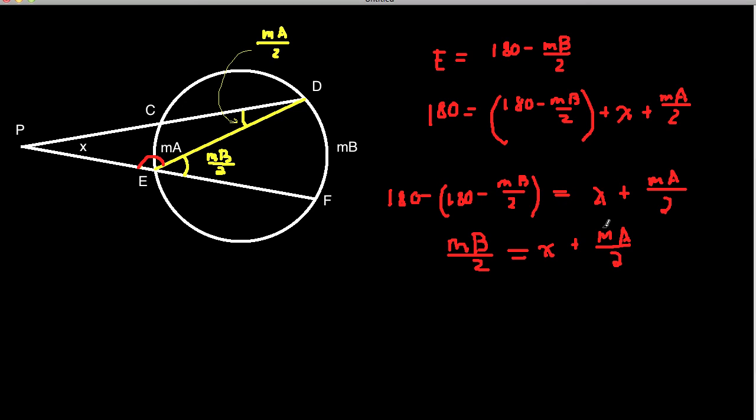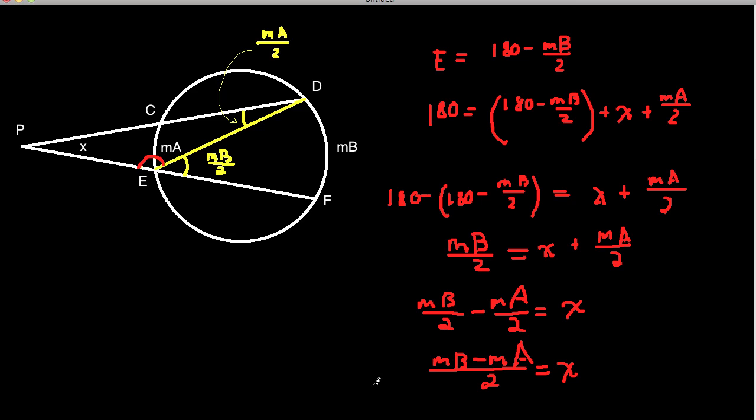Now let me subtract this from both sides, and I get measure of B divided by 2 minus measure of A divided by 2 equals angle x. Okay, that's one way of writing it. Another way would be to write measure of B minus measure of A, all divided by 2 is equal to x.